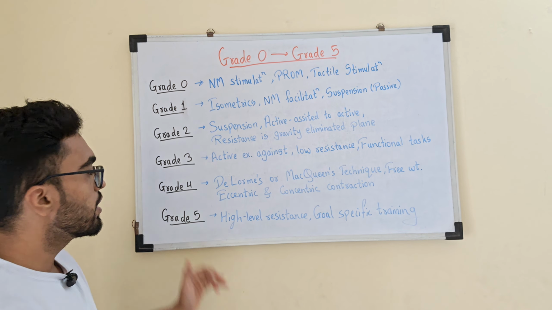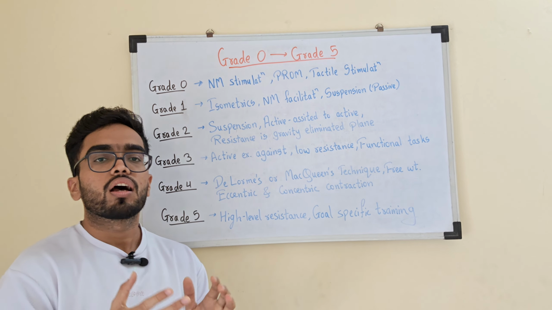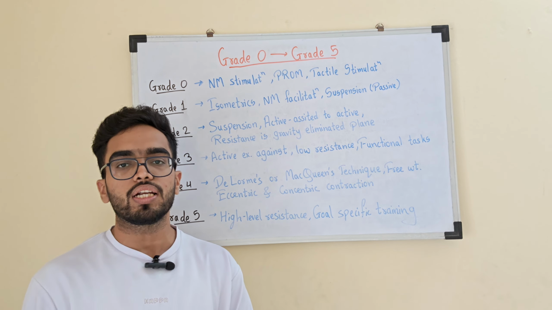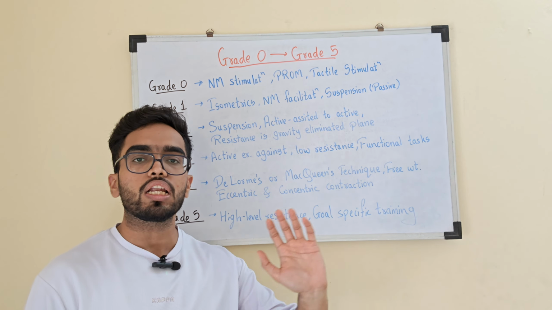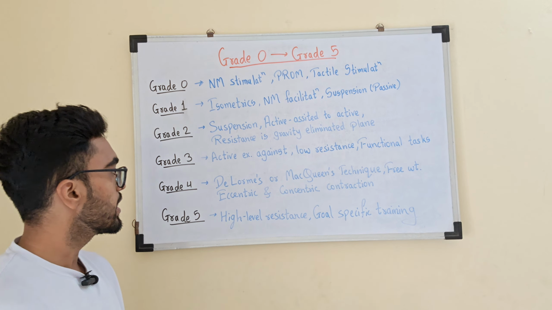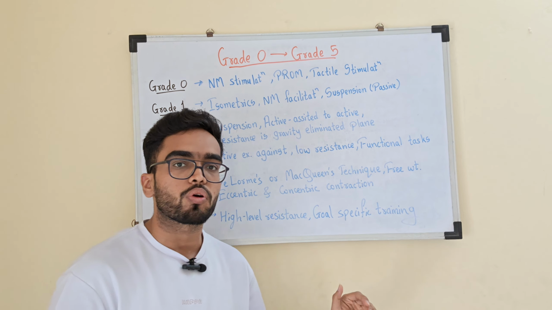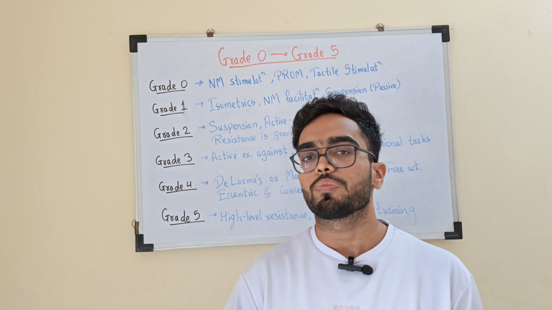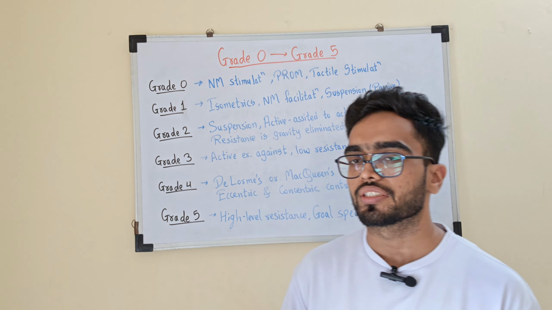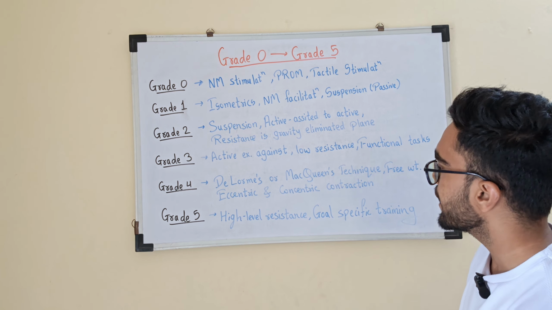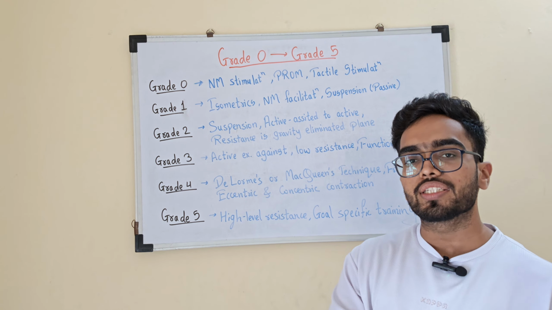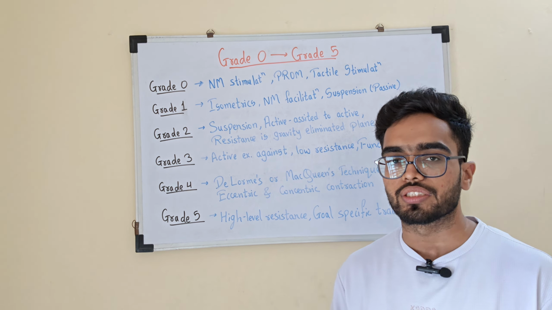Okay. Next is grade 4. Grade 4 is complete range of motion against gravity with 50% of resistance compared to the normal limb. Okay, in this condition we will start with our strengthening programs. We will start with either DeLorme or McQueen's technique, because these are used in acute conditions. Okay, so we will start with that. We will also start with free weight exercises and concentric and eccentric contractions.